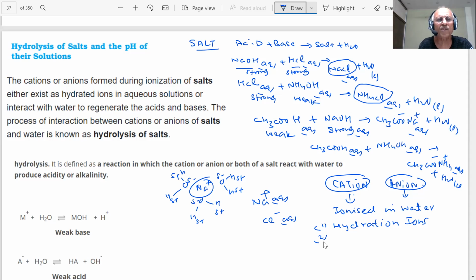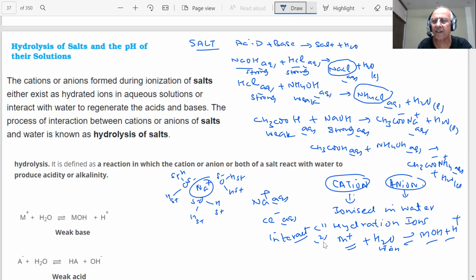What else can happen, students? That these can interact with water. They can react with water, student. M plus is my cation. It can react with water. What will be the result of that? Second, they may interact with water. Then what will be happening? They will produce H and OH minus. So MOH and what is happening? H plus.